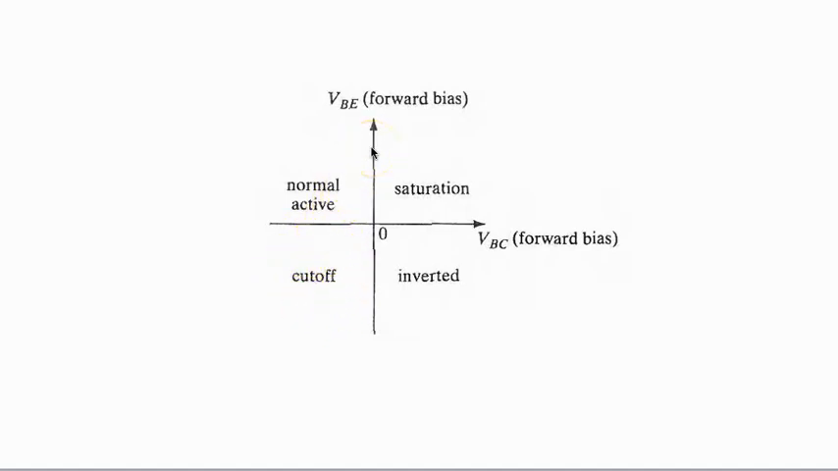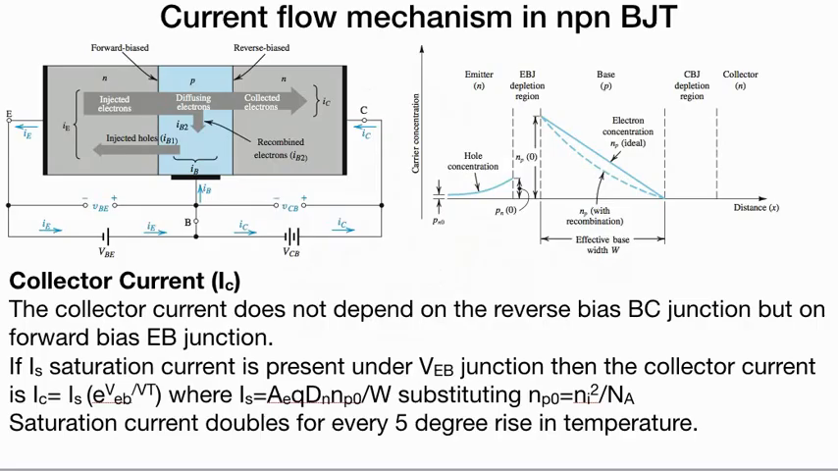and if the base to emitter region is reverse biased and the collector to base region is forward biased, then it is the inverted mode. Now let's look at the current flow mechanism in an NPN BJT. Till now we were discussing the internal structure and internal charge flow of the BJT, but now, moving on from charge carriers, we'll be discussing more about the currents and the other parameters.